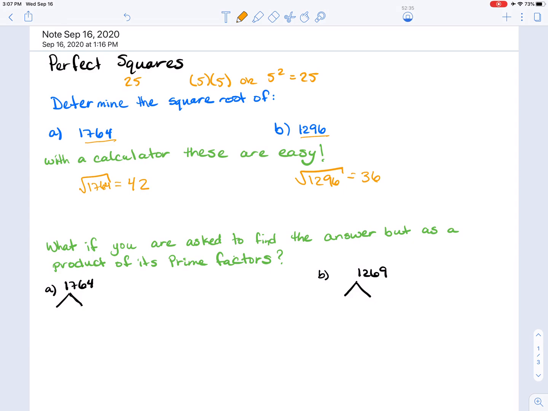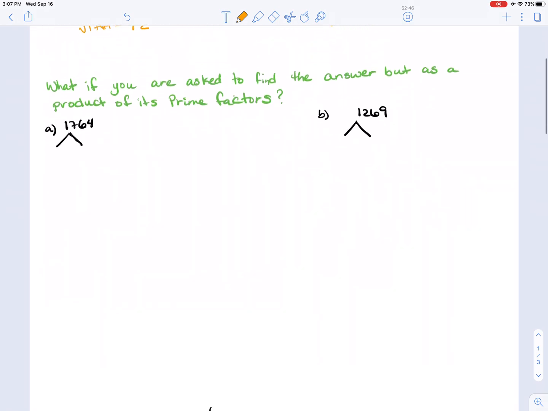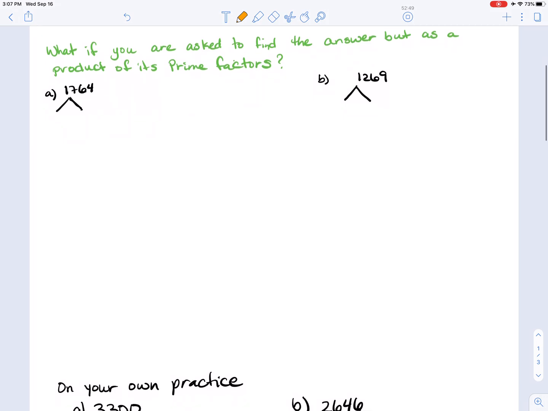But what if you're asked to find the answer, but as a product of its prime factors? So you're asked to find the answer, 42 for 1764, as a product of its prime factors. How are you going to do this? Well, the first thing you're going to do is start a little tree. This is method number 1, using the tree method.